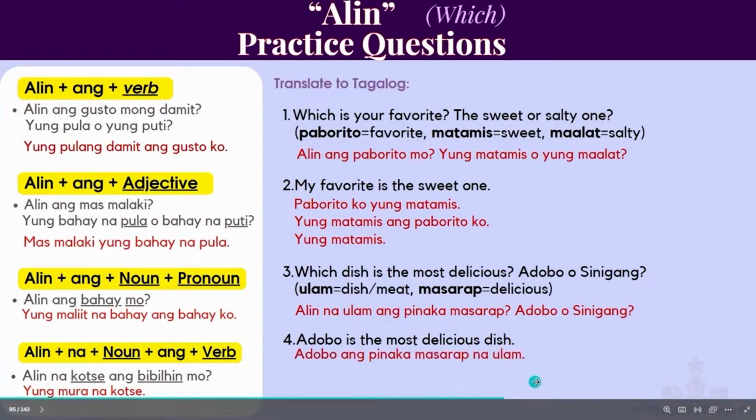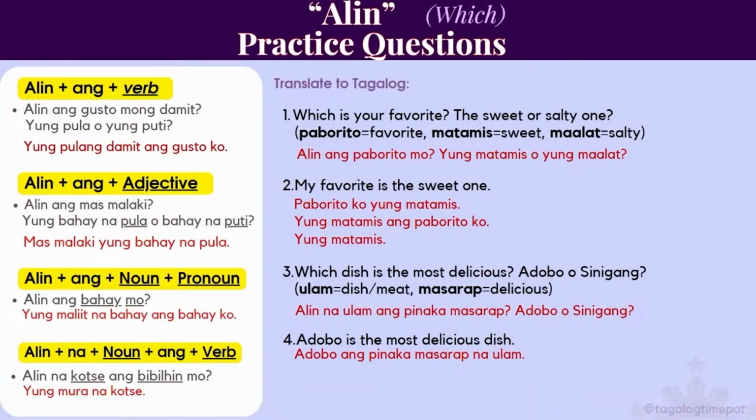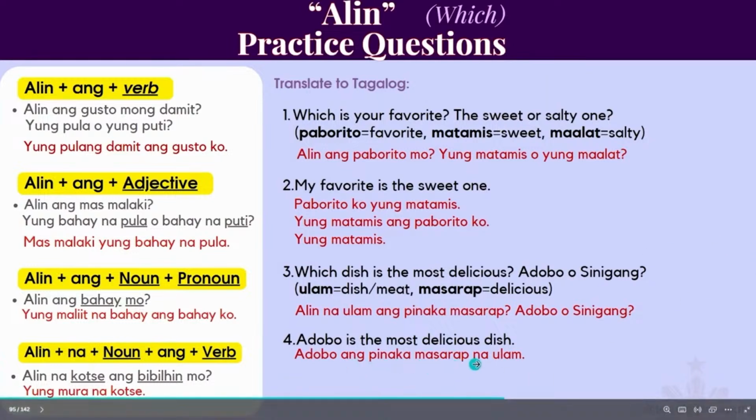Adobo is the most delicious dish, would be adobo ang pinakamasarap na ulam. Adobo ang pinakamasarap na ulam. So there you go. Hopefully you can see the patterns and then using some of these sentence markers when you want to add more information to your sentence.